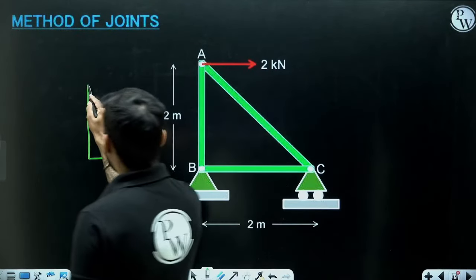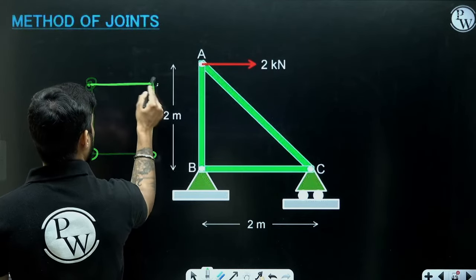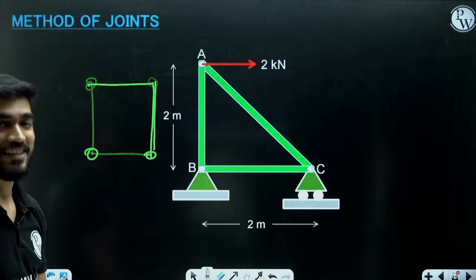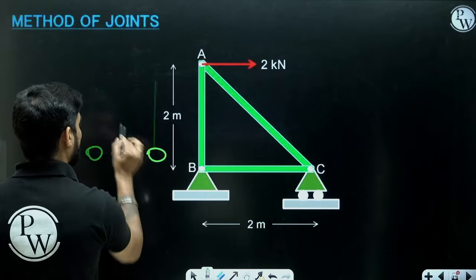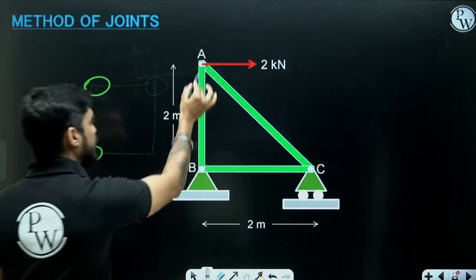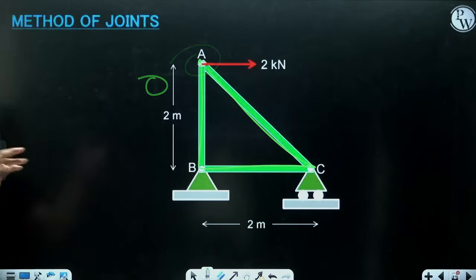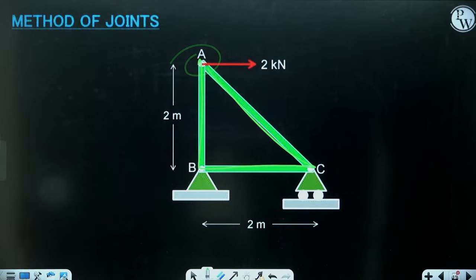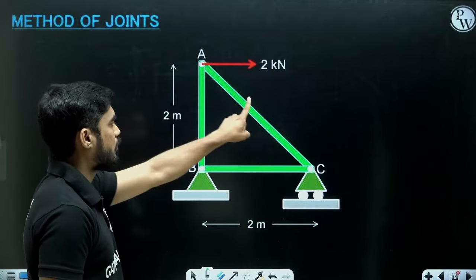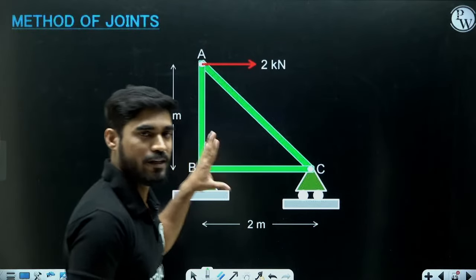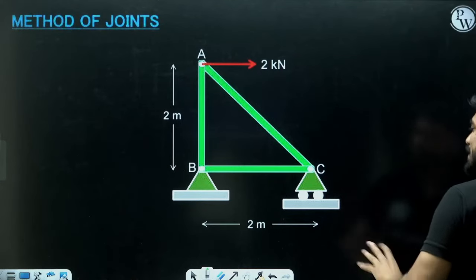If you connect four members using pins, then also they can move with respect to each other, this you will understand in theory of machines. So this is also not a structure. When you connect three members using pins, it becomes a structure, because now these members are locked. If you apply force, these members cannot move with respect to each other. So this is the most basic form of a truss, a triangle.